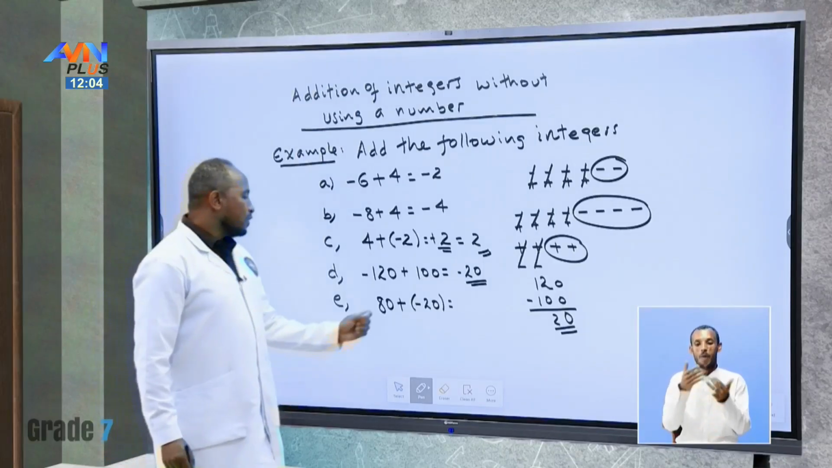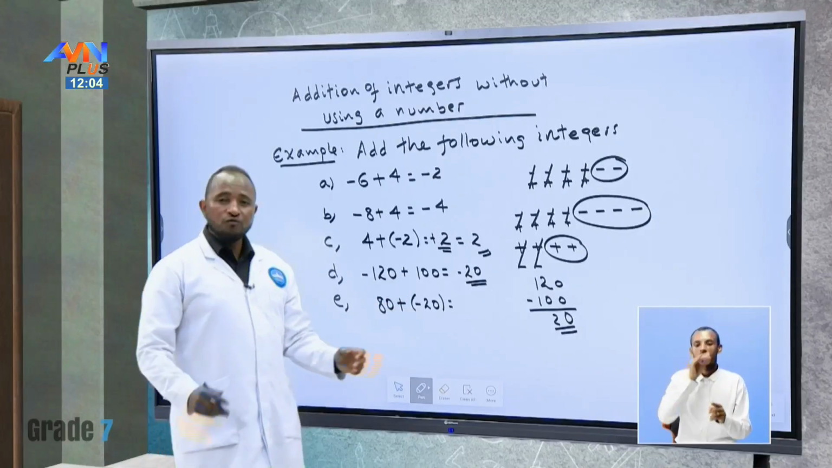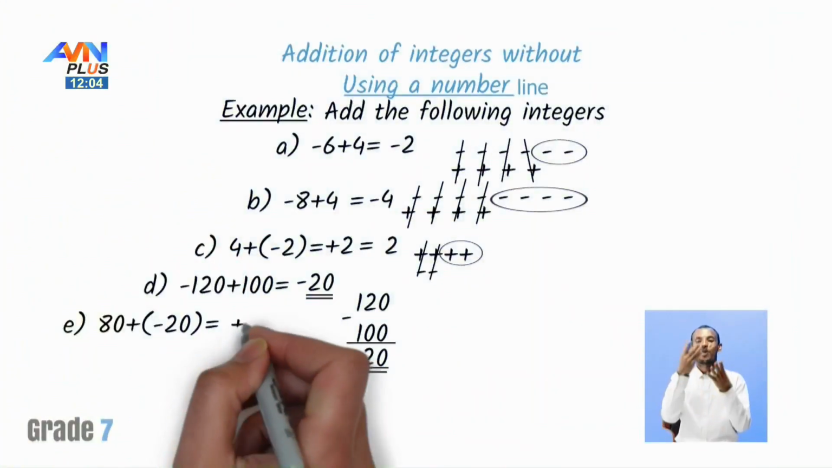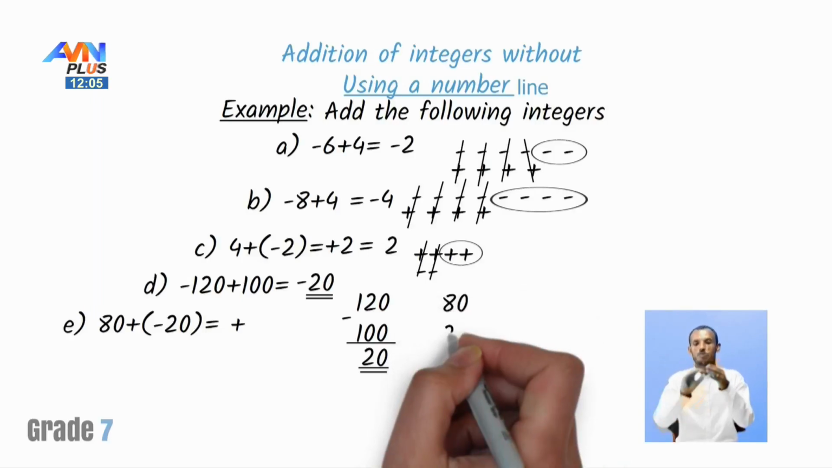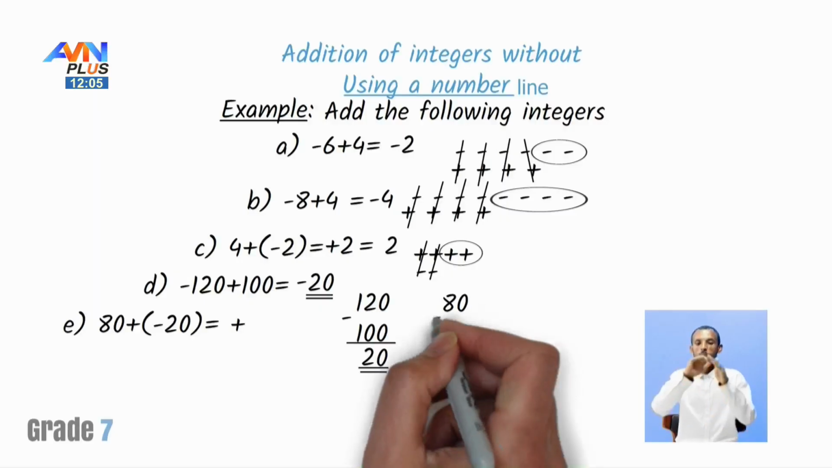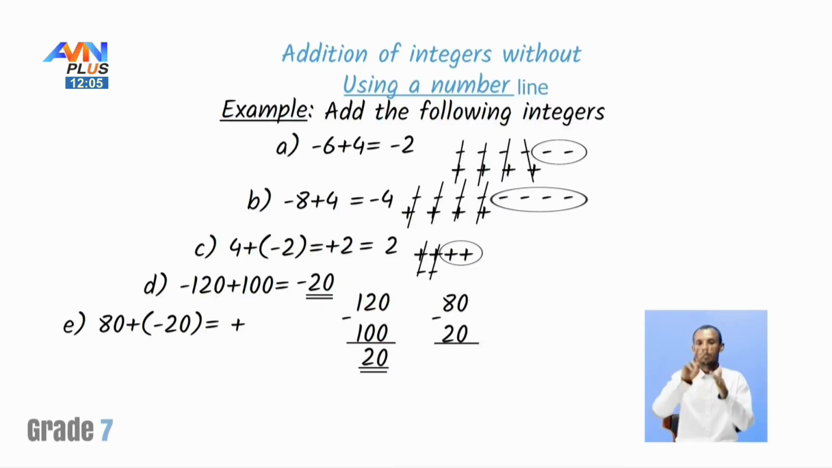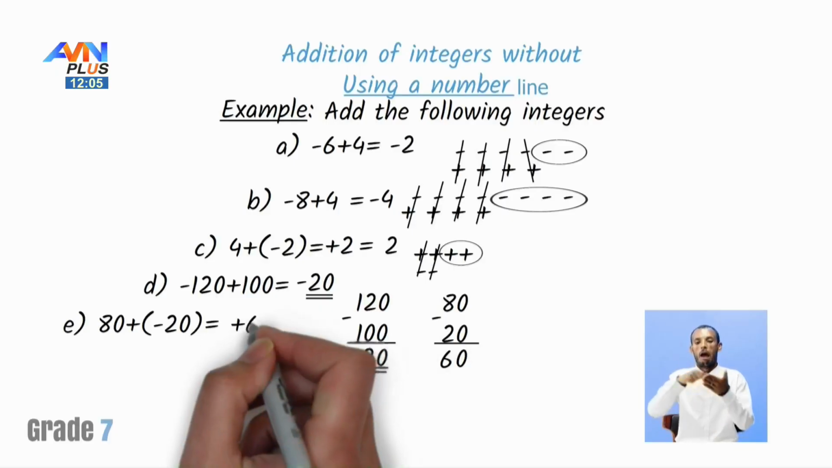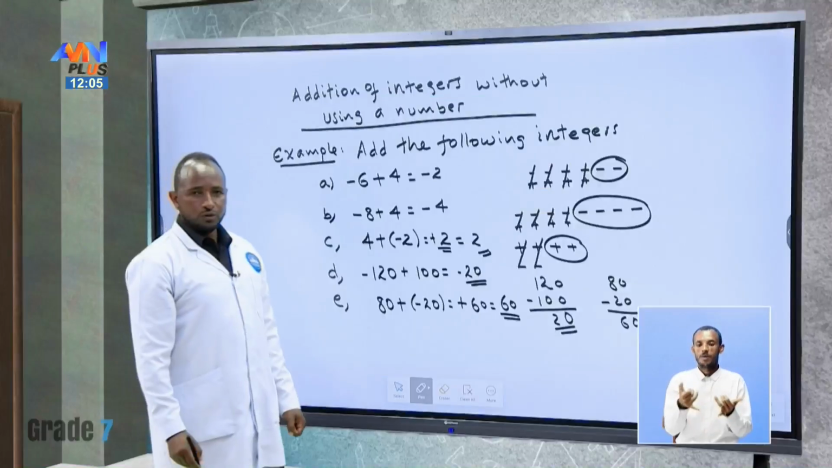Now here, when you add these two numbers, positive 80 and negative 20, you have more positives here. Therefore, the answer will be positive, and you take the difference of the numbers, 80 and 20. The difference of 80 and 20 will be 0 minus 0 is 0, 8 minus 2 is 6. The answer will be positive 60. Simply, we write it in this form. That's it. Now, let's proceed to another example.